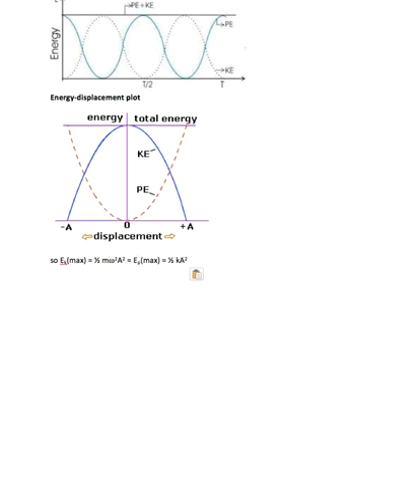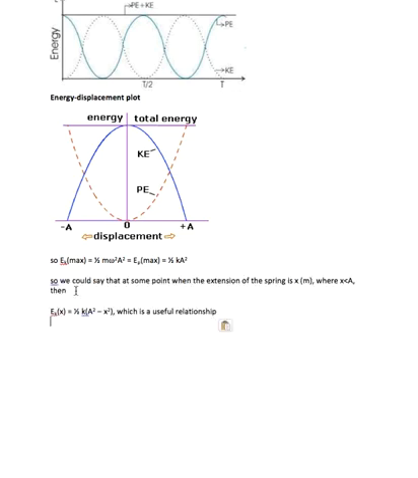Now, if we were to consider some other point in the oscillation where the extension of the spring is x, where x is less than A, then the kinetic energy would be a half k A squared minus x squared. And that's a useful relationship to have. You can see that your kinetic energy then is a parabola, and so is your potential energy.